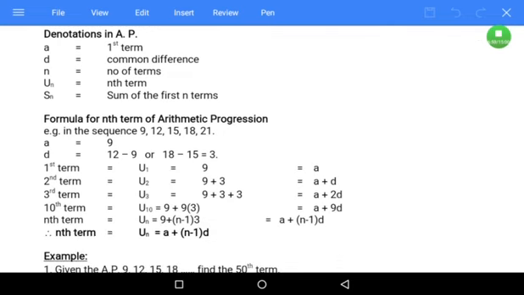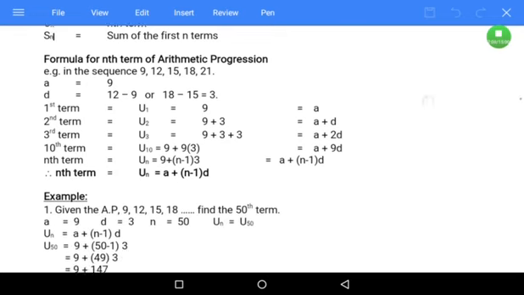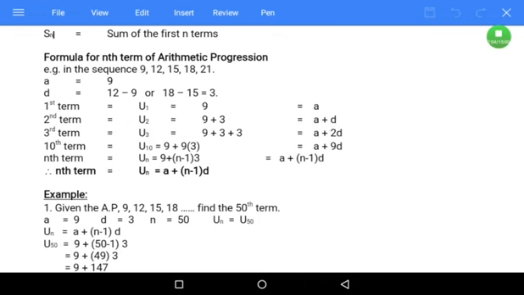Alright, so we denote the first term with A, common difference with D, number of terms with N, nth term with UN, or some will use TN, then sum of n terms with S subscript N, we call it SN. Okay, so let's get the formula for nth term of an AP.